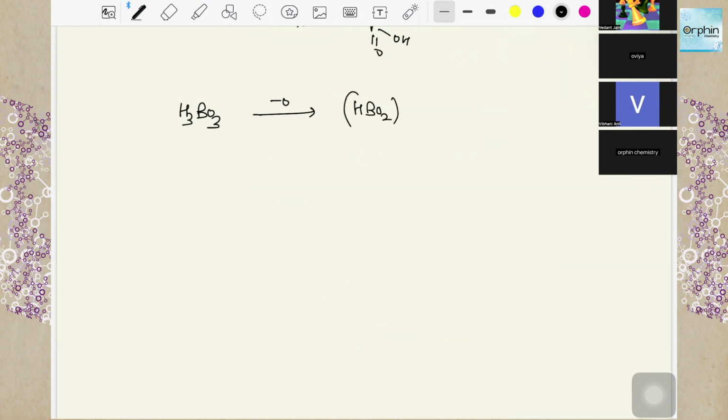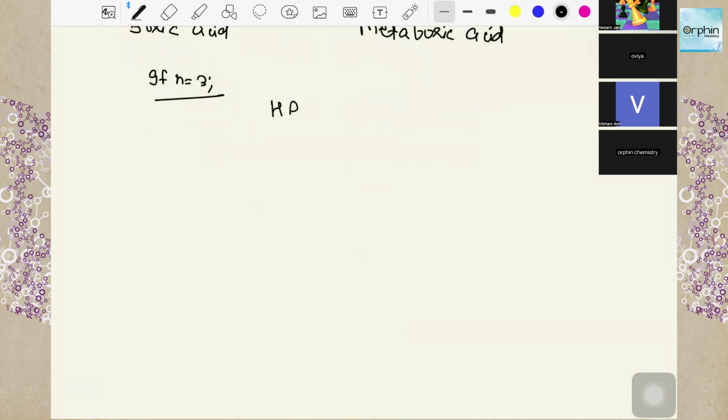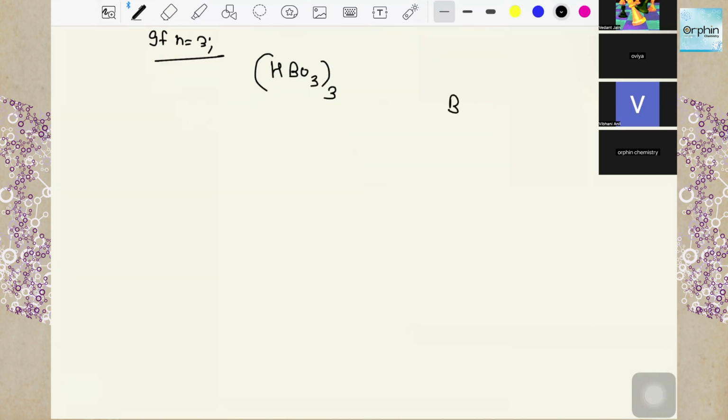And what you have to do here: HBO2, when water is removed from here. This was boric acid, and this will become metaboric acid. We have to write n here because it will exist in dimer or trimer form. So suppose we take the value of n as 3. Then it will become (HBO2) whole thrice. The boron will be the central atom.